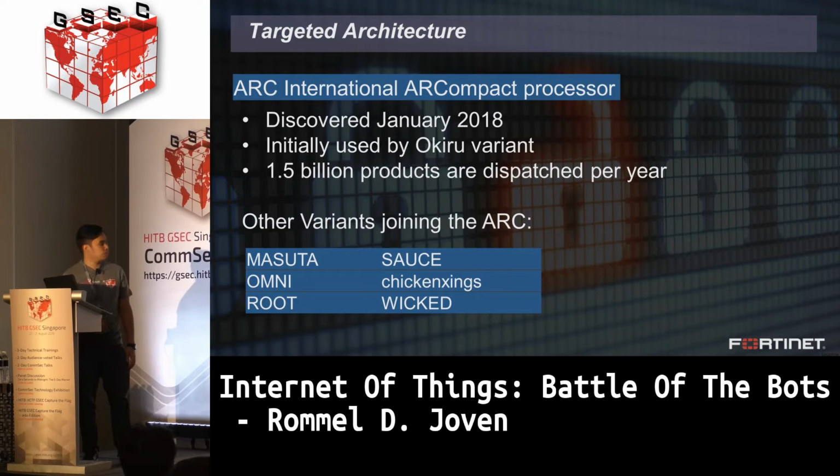Then after Okiru, other variants also joined the Arc architecture. So we have these 6 here: Masuta, Omni, Root, Sauce, Chicken Inks, and Wicked.